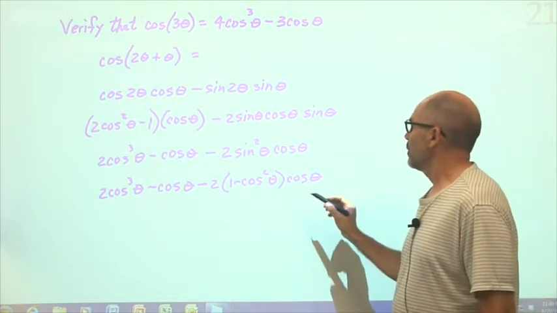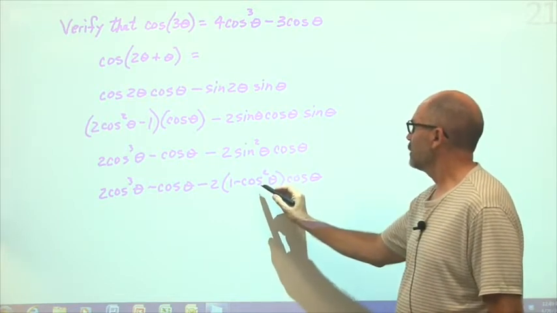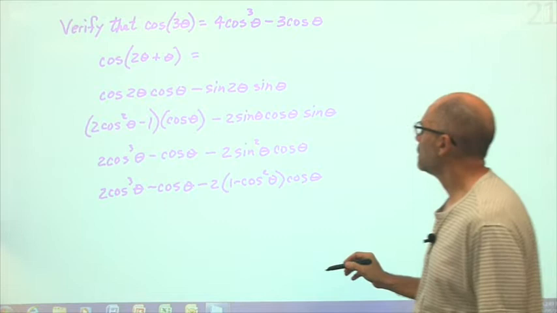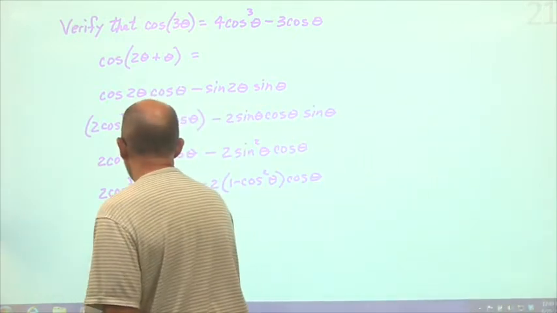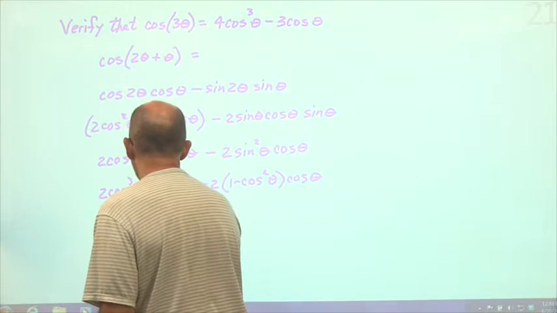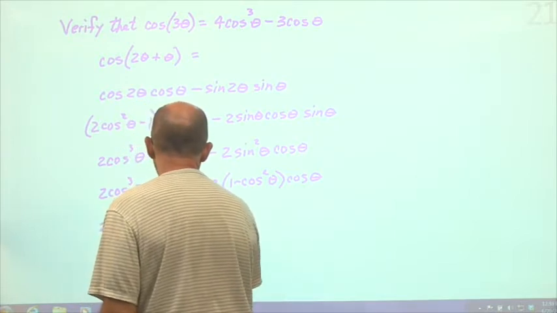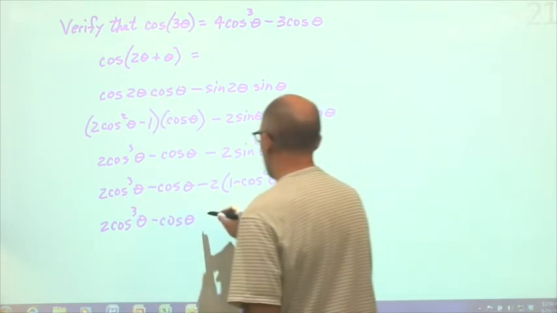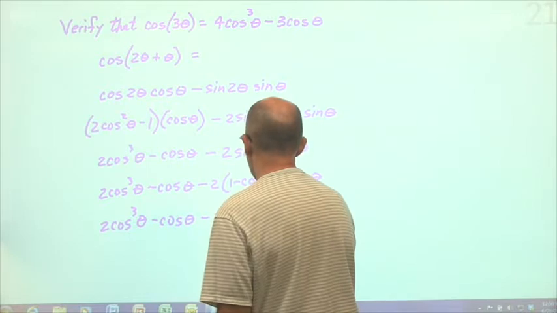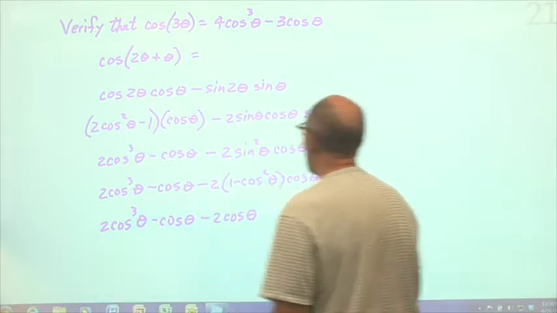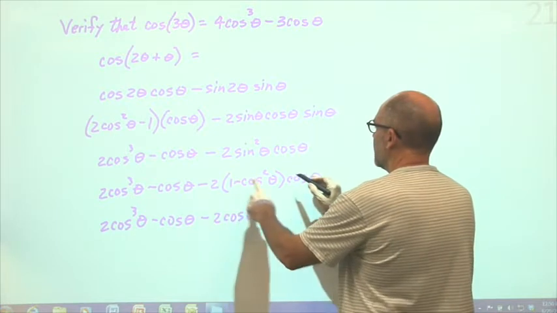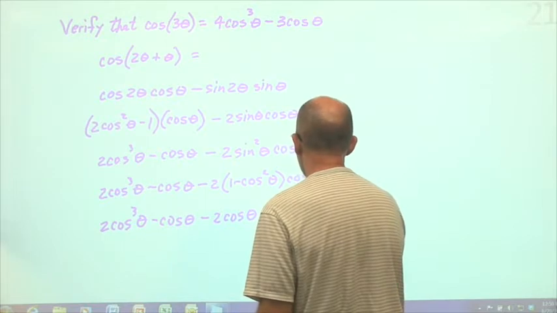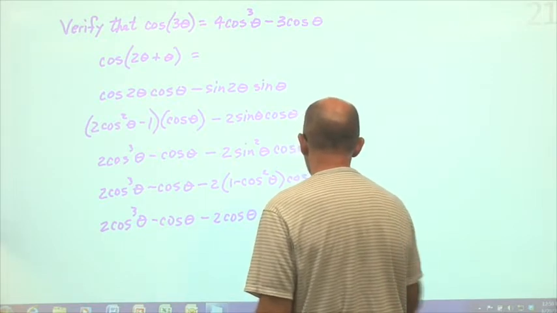So now what I have to do is just distribute this. So I have 2 cosine cubed theta minus cosine theta. Now I have minus 2 cosine theta times 1. So it's minus 2 cosine theta. And now I have minus 2 cosine theta times a negative cosine squared theta. So that's going to be a plus 2 cosine cubed theta.